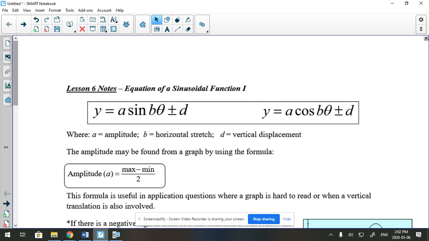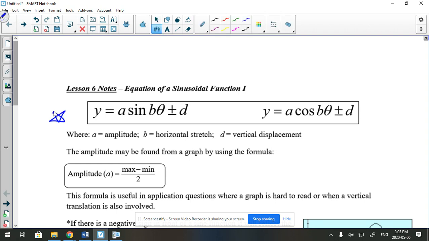Morning. We're on to lesson 6 notes, equation of a sinusoidal function, part 1. So we're going to relate the graph to the equation now and see how different graphs of sinusoidal functions relate to their equations. On the top here, I have the general form of a sine or cos function.